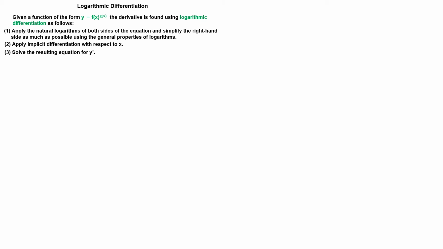Given a function of the form, the derivative is found using logarithmic differentiation as follows. Step 1. Apply the natural logarithm to both sides of the equation and simplify the right-hand side as much as possible using the general properties of logarithms. Step 2. Apply implicit differentiation with respect to x. Step 3. Solve the resulting equation for y prime. Let's see how it works.